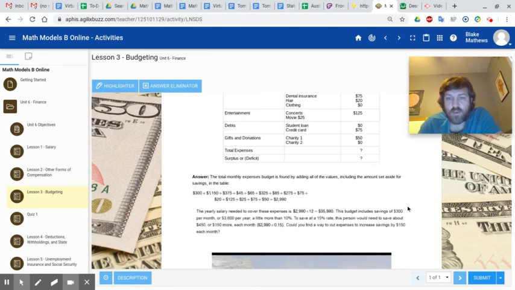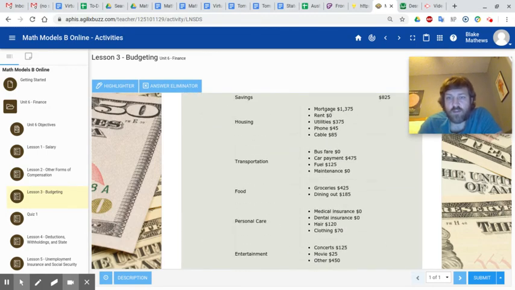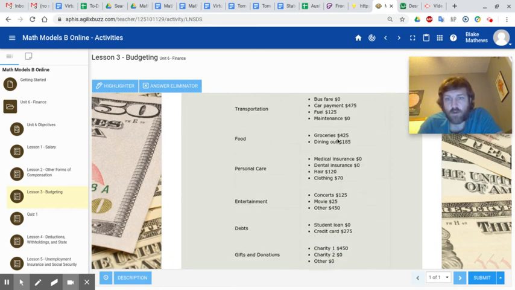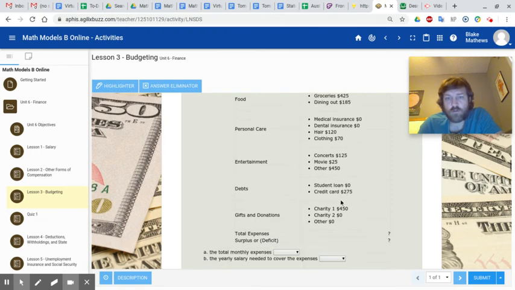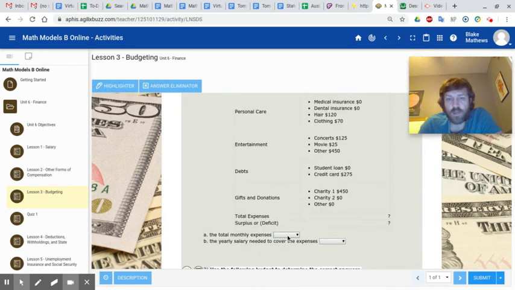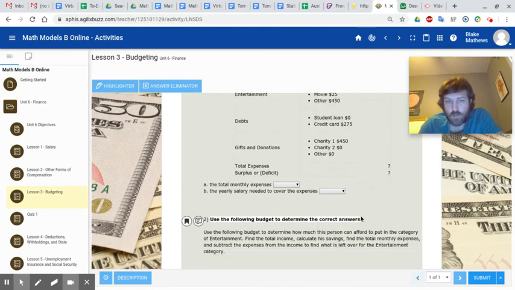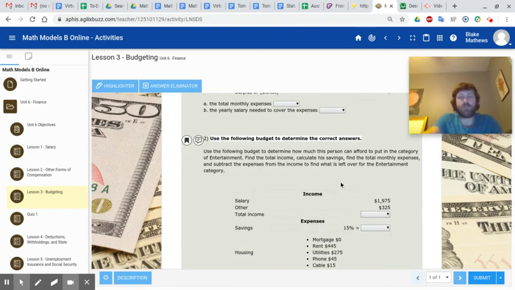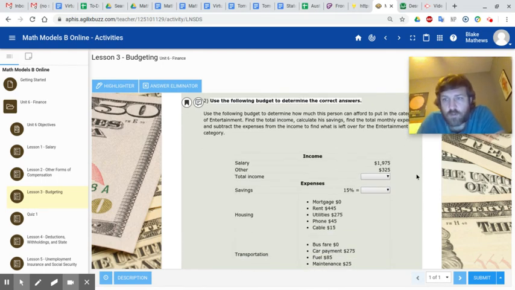So that's the idea, is that you're just saying if you wanted to live this life and have these expenses and have all this money for grocery, dining out, concerts, movie, whatever, this is the salary you would need to meet that. So you're going to add everything up, get an answer, multiply that answer times 12 to find the yearly salary needed.